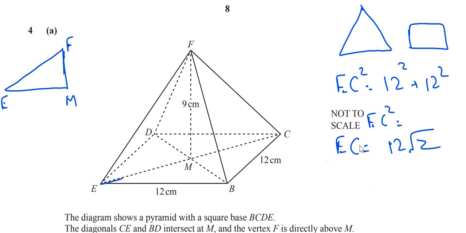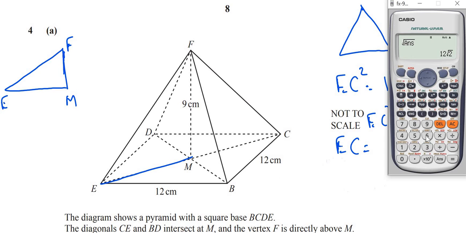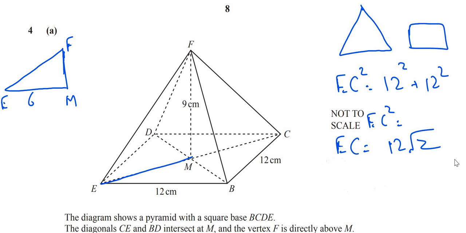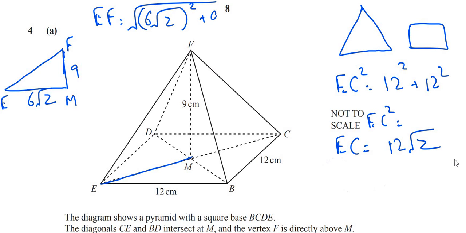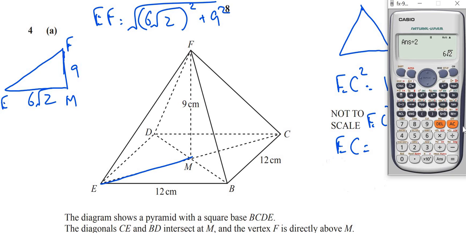Now since I would just want to find EM, I will divide this with 2. So let's divide this with 2. It's 6 under root 2. And FM is 9. Now I can use this to find EF. So EF is equals to under root of 6 under root 2 whole square plus 9 square. This is Pythagoras theorem. Okay.